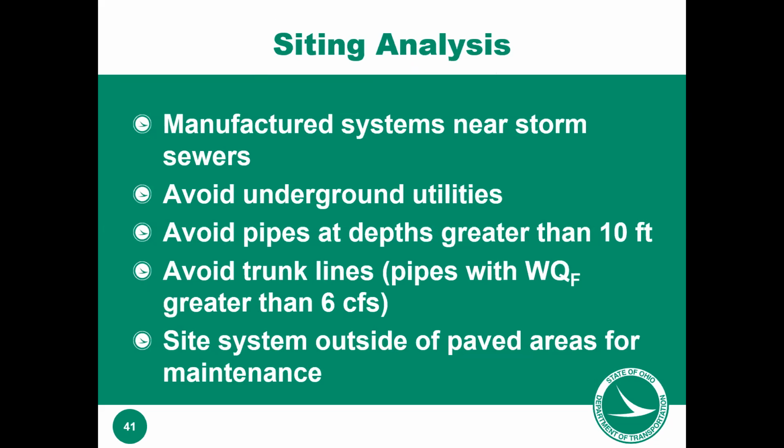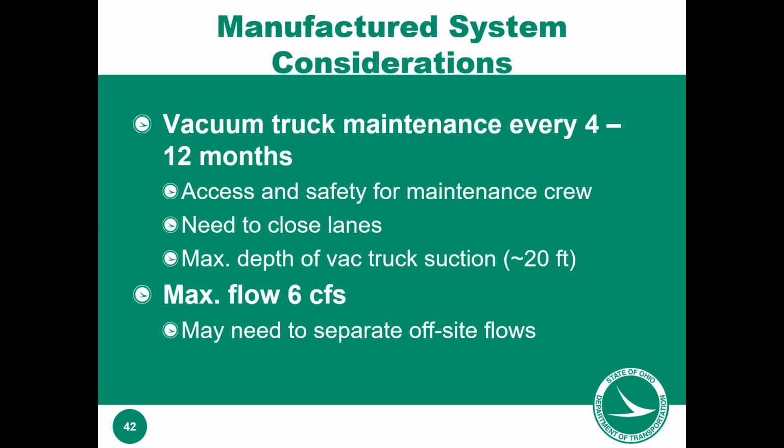In ODOT's world, we don't approve any big ones, which big is bigger than 6 CFS. And a 6 CFS unit is bigger than 10, 12-foot diameter. So these would be big. And generally, we try to site them outside of the roadway so that you don't have to close down lanes of traffic when you're maintaining them once a year, things like that. They should be vacked at least every 12 months, and you need access to them. So that's the big thing here.